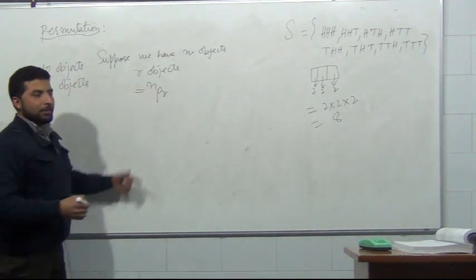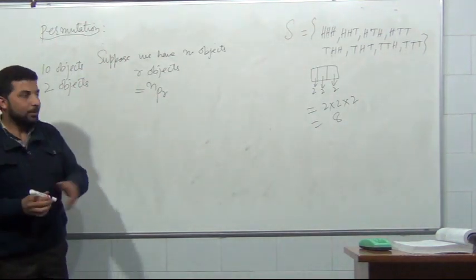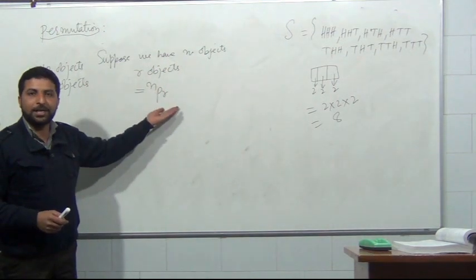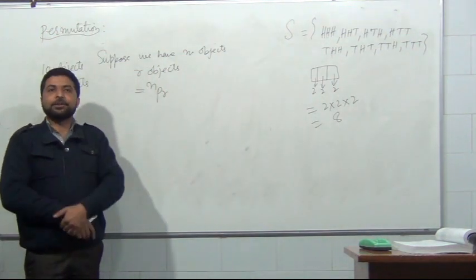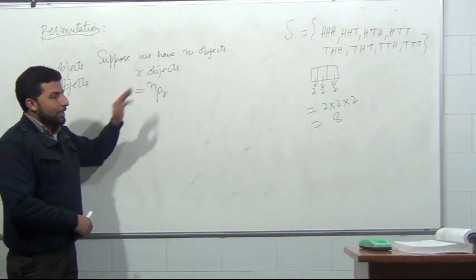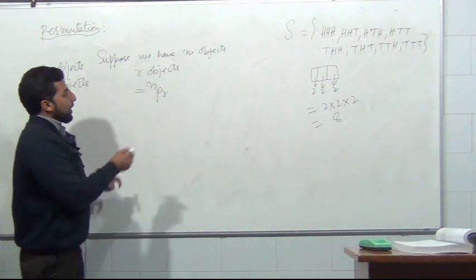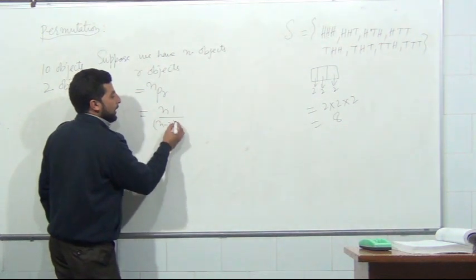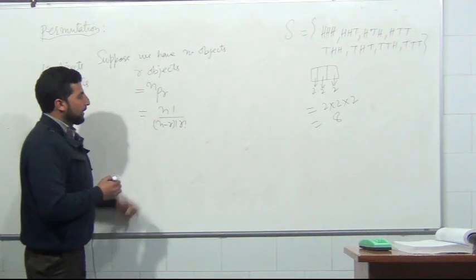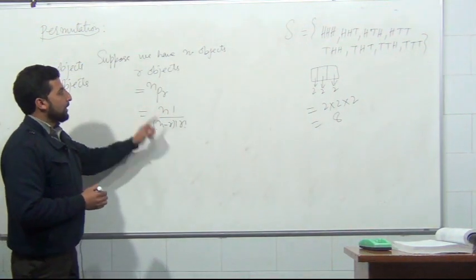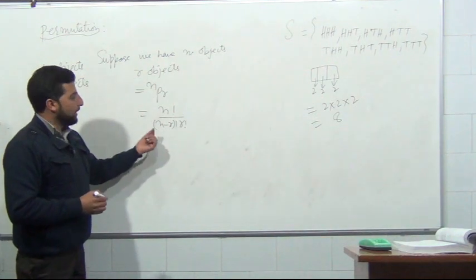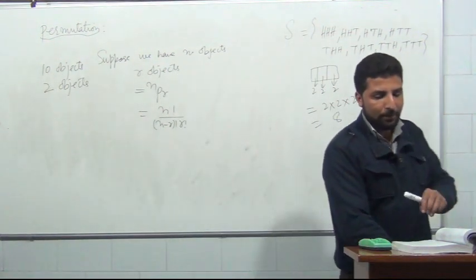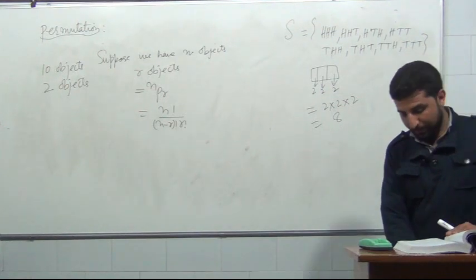This nPr is a symbol that means that among the n objects, you have to permutate r at a time. You have to select them as well as change their order. So this nPr is equivalent to n factorial divided by n minus r factorial. We will derive it. Write it.